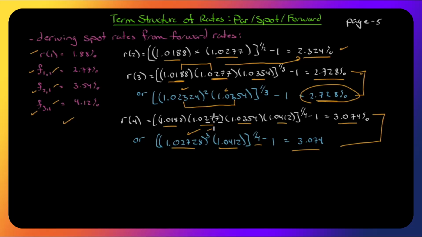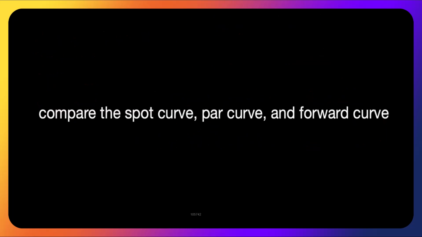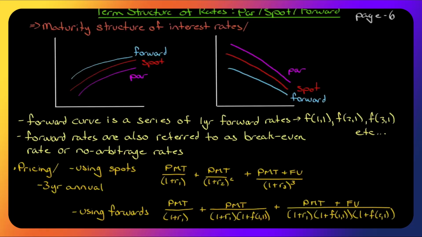Nice and easy. Compare the spot curve, par curve, and forward curve. All right, this gives us a chance to tidy up the rest of the LOS, the forward curve. Now that we know what a forward rate is, we've seen how to calculate the forward rate. Nice and easy. Let's draw out these curves. Look at the two charts I have at the top. Look at the red line.